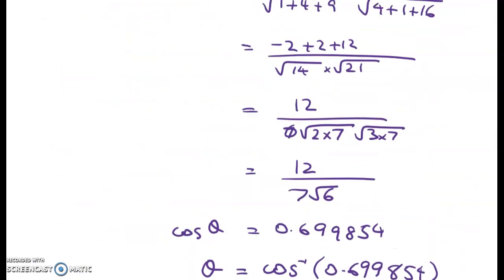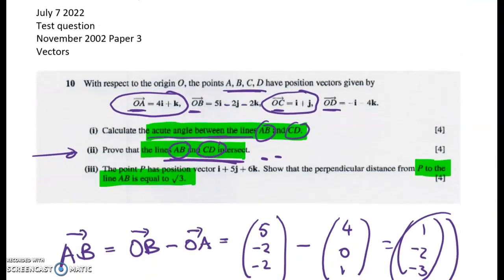So that's that part done. Okay, now the last part is to work with a position vector P and to show that the perpendicular distance from that point to the line is equal to root 3. So it's best to start, as you know, with a diagram. So here's my line AB, and here's my point P out here.